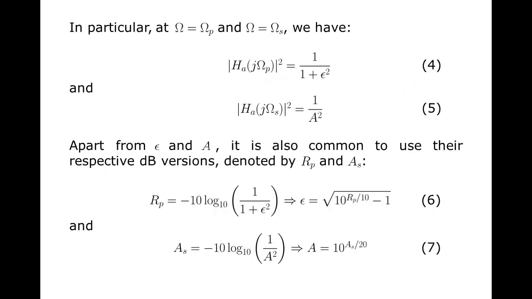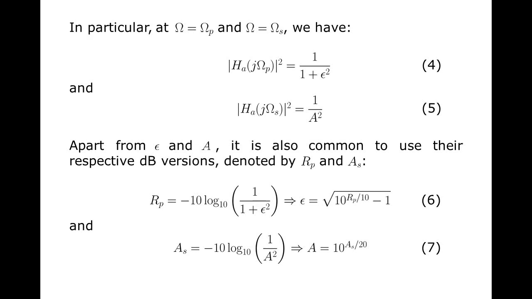In particular, at ohm equal to ohm p and ohm equal to ohm s, we have the absolute value of H of j ohm p square equal to 1 plus epsilon square, and the absolute value of H of j ohm s square equal to 1 upon A square. Apart from epsilon and A, epsilon is the ripple in the pass band and A is the ripple in the stop band. It is also common to use their respective dB versions denoted by Rp and As.